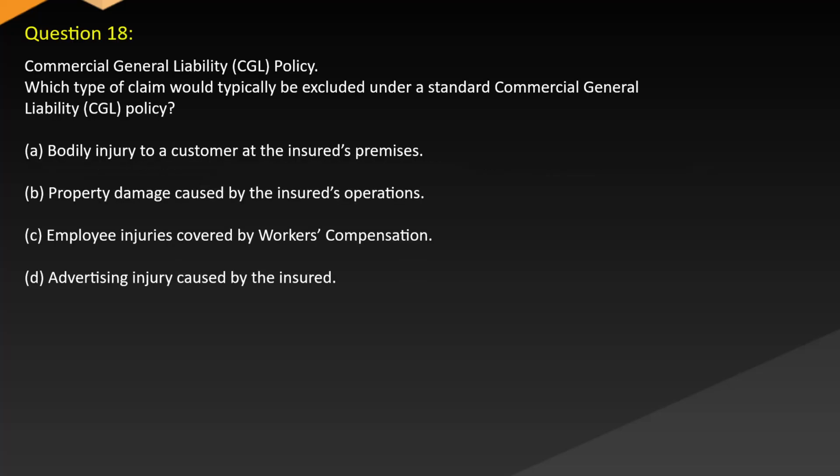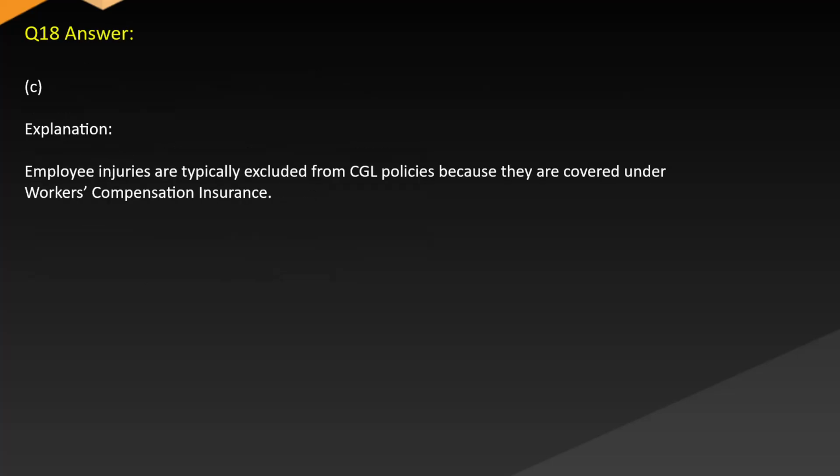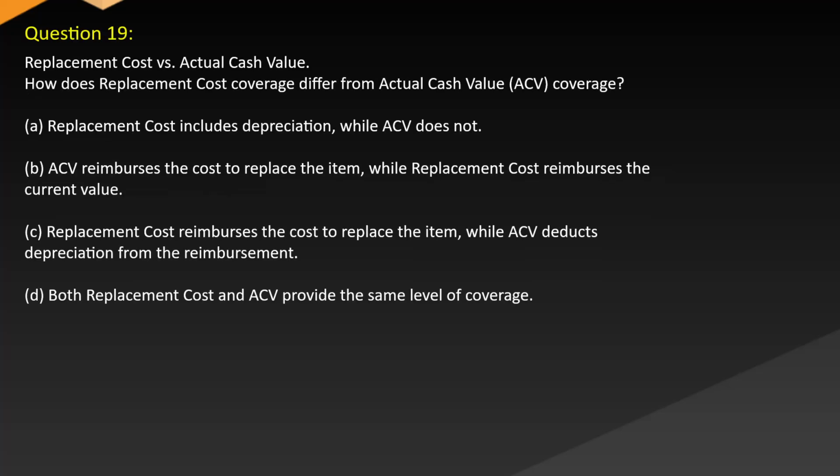insurance. Question 18. Commercial general liability (CGL) policy. Which type of claim would typically be excluded under a standard commercial general liability (CGL) policy? A. Bodily injury to a customer at the insured's premises. B. Property damage caused by the insured's operations. C. Employee injuries covered by workers' compensation. D. Advertising injury caused by the insured. Answer C. Explanation. Employee injuries are typically excluded from CGL policies because they are covered under workers' compensation insurance.